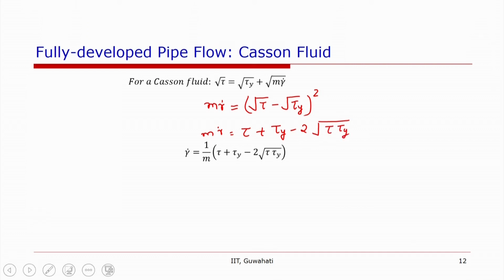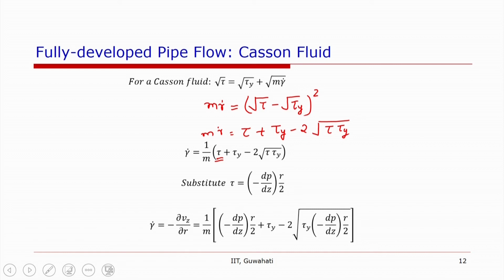Okay, now we substitute tau is equal to minus dp by dz r by 2 in this, and what we will end up with is this equation, that shear rate minus dvz by dvr, which is equal to 1 over m. Tau is replaced by this value minus dp by dz r by 2 plus tau y, which is yield stress, minus 2 root of tau y into, again we have substituted tau here. Okay.